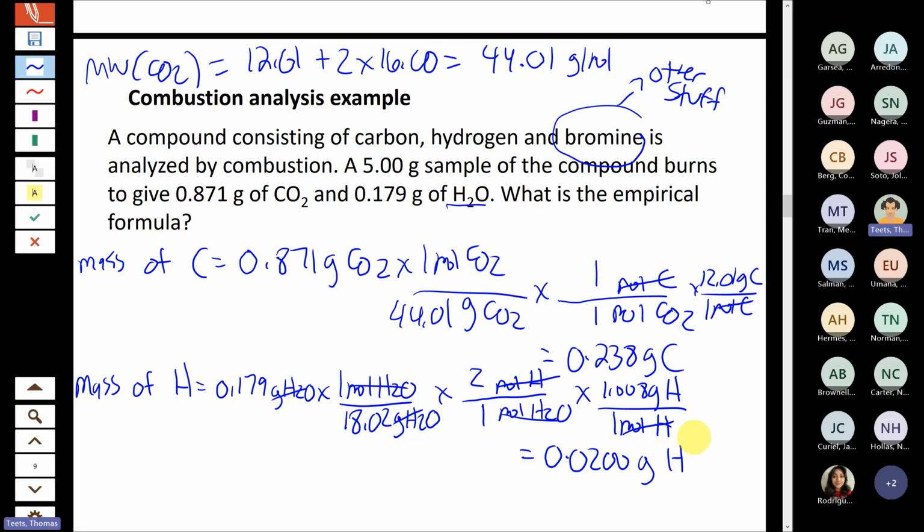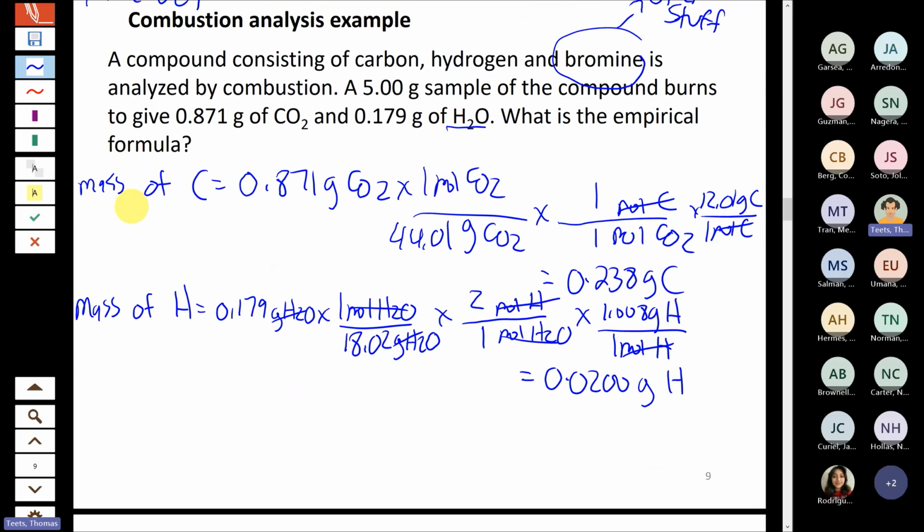All right, so we have those masses of carbon and hydrogen, and then the last step for now, to get the last mass, is to figure out the mass of bromine by difference. We burned 5.00 grams of our compound.